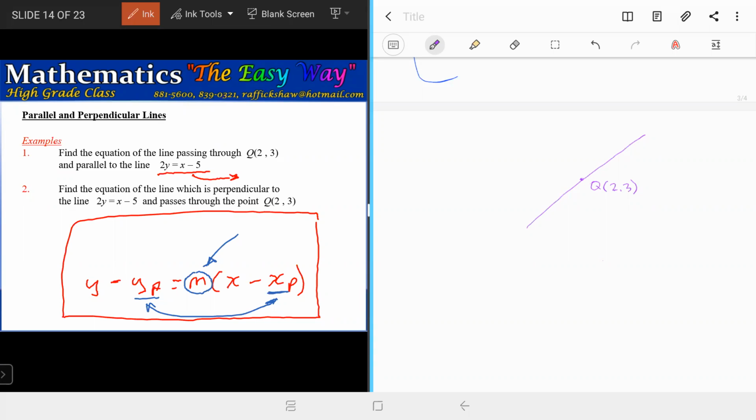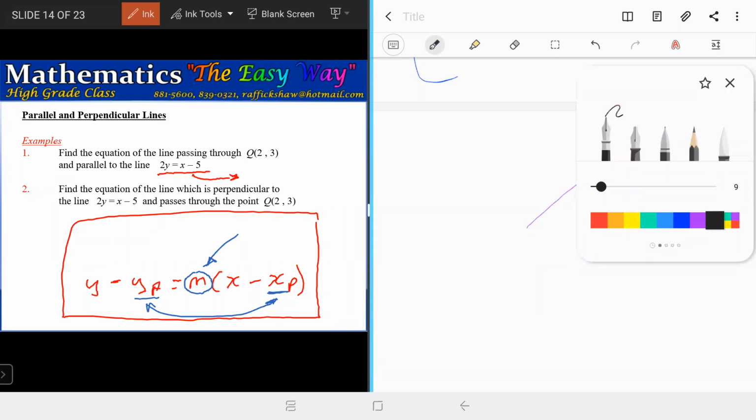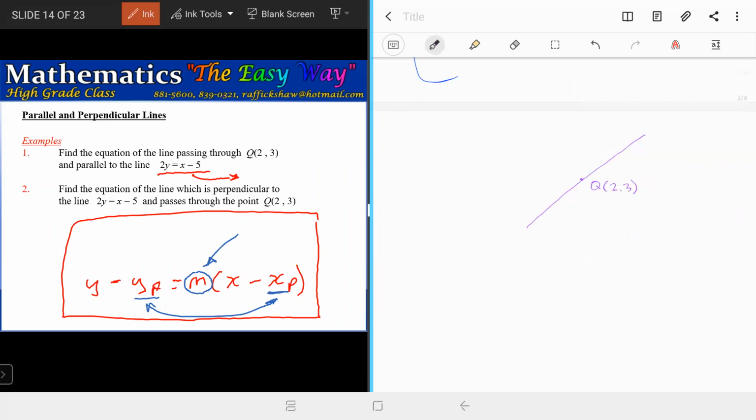They did not tell me the gradient straight, but they gave me information that I can use to find the gradient. They told me that the line that I want is parallel to another line. I'm going to draw that other line black, and I'm going to call that line 1, just to reference them. And they gave me the equation of that line. They told me that that black line is 2y equals x minus 5.